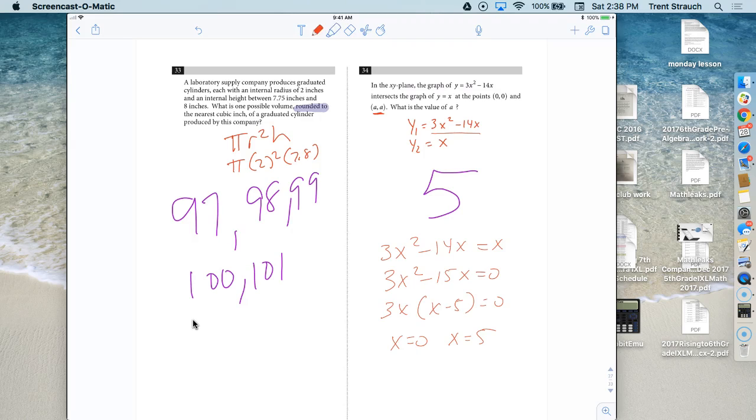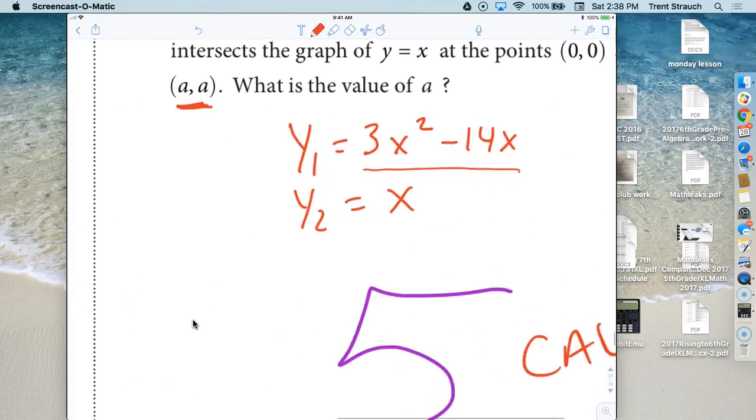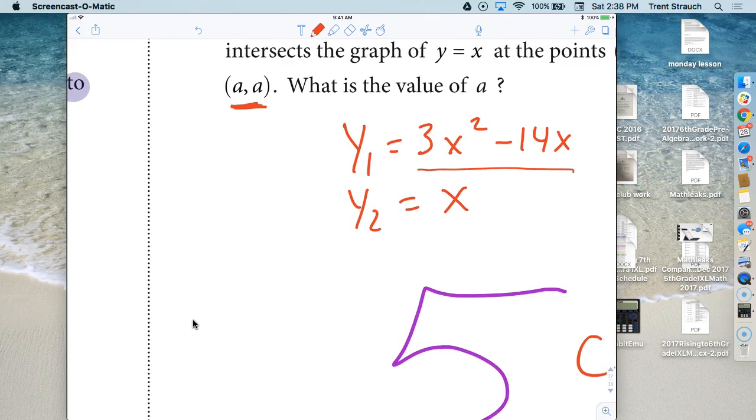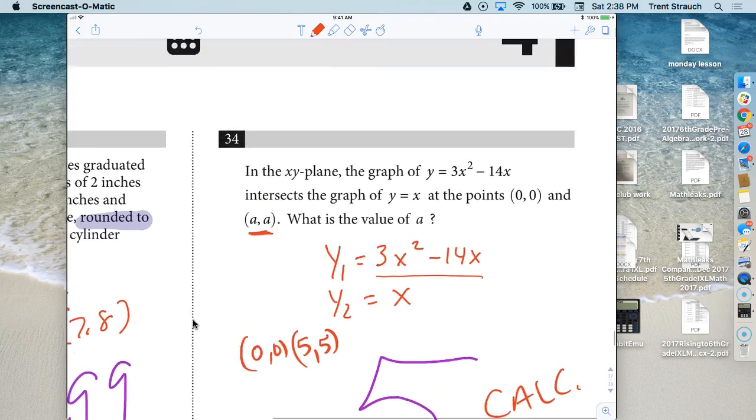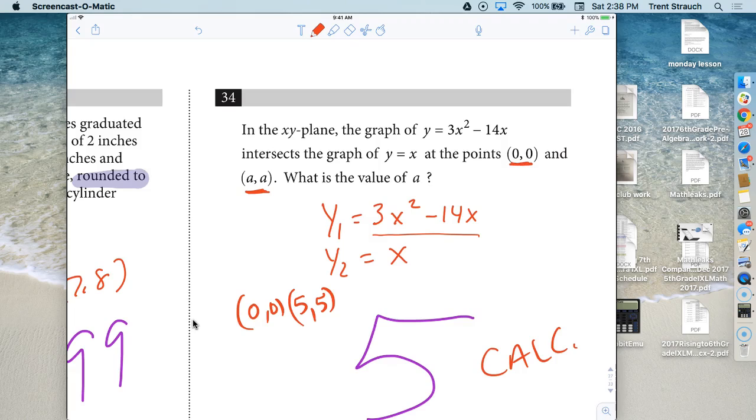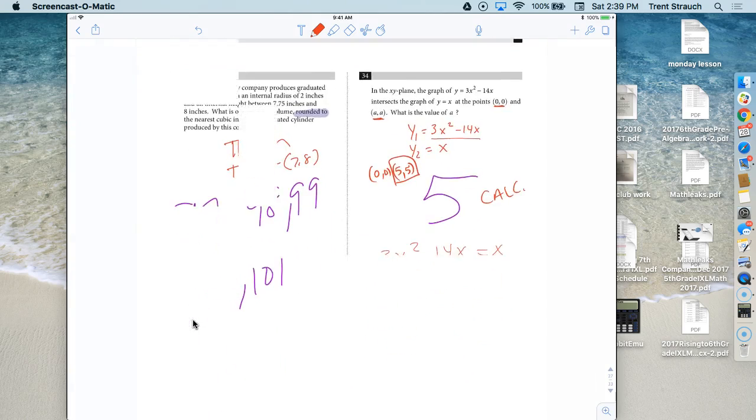34 is a calculator problem. It's so easy to graph. Under y1, 3x squared minus 14x. Under y2, x. Boom, look at the graph on the calculator. It crosses at 5, 5, and 0, 0. So your answers were 0, 0, or 5, 5. You just looked at the calculator. And 0, 0 was already given. So the only possible answer then was 5, 5. Let's go to the next one.